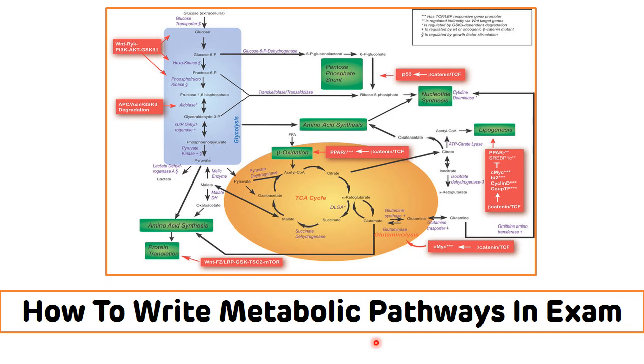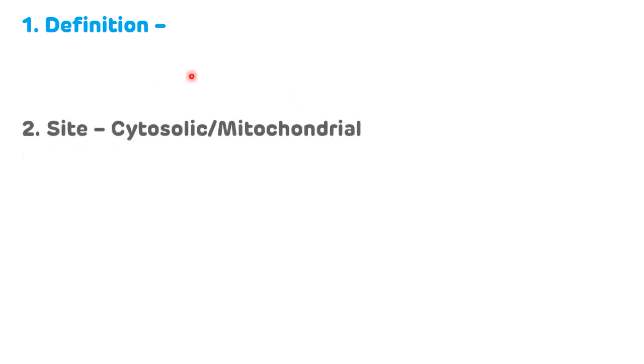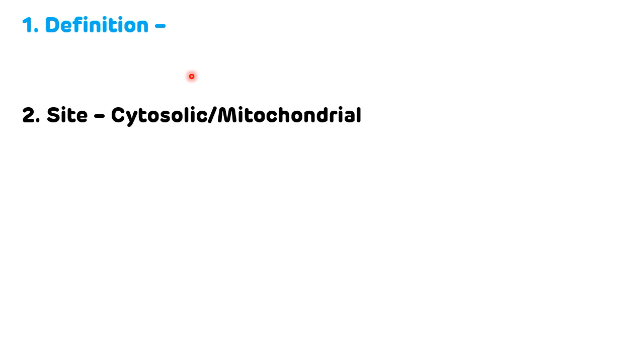After that, you can write down these metabolic pathways under seven headings. First heading is definition. Say for example, the question is related to glycolysis, then you have to write down the definition of glycolysis. That is, it is the sequence of reactions that metabolize one molecule of glucose to two molecules of pyruvate in the presence of oxygen. After the definition, you have to mention the site of that particular pathway, whether it is cytosolic or mitochondrial.